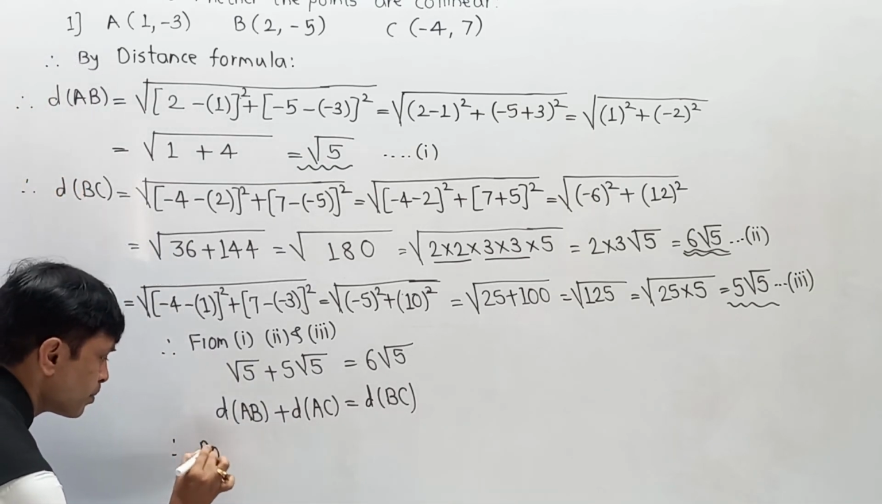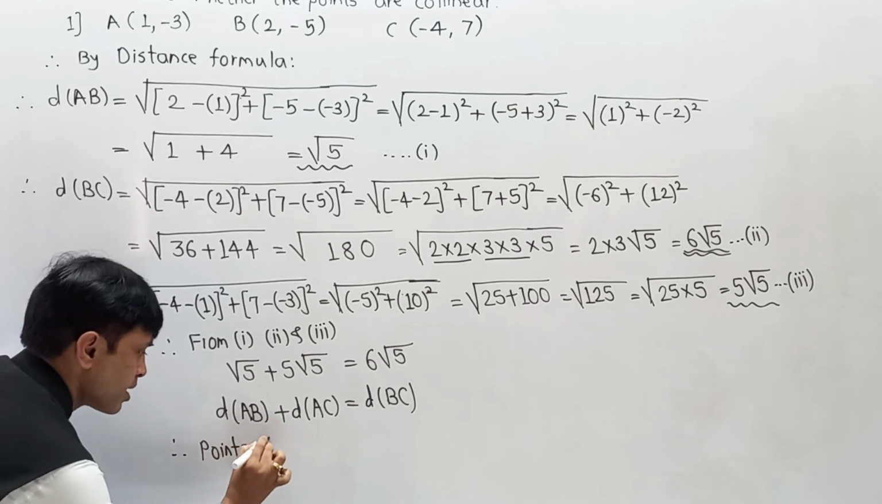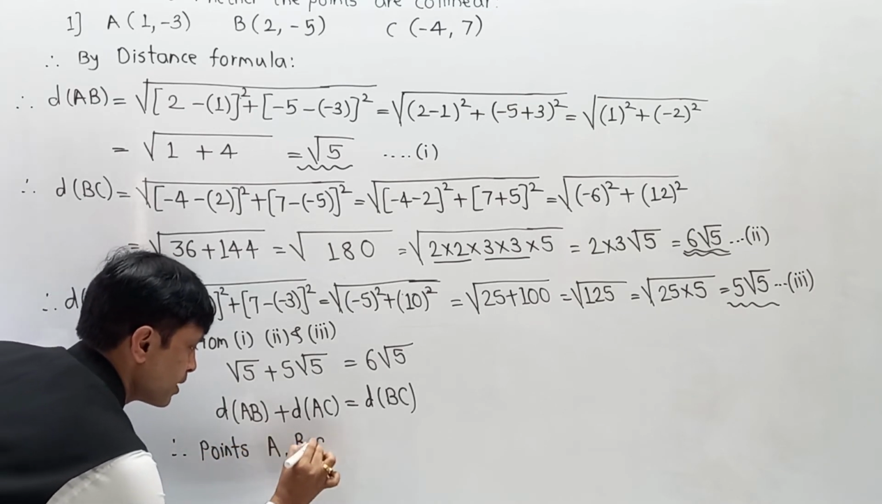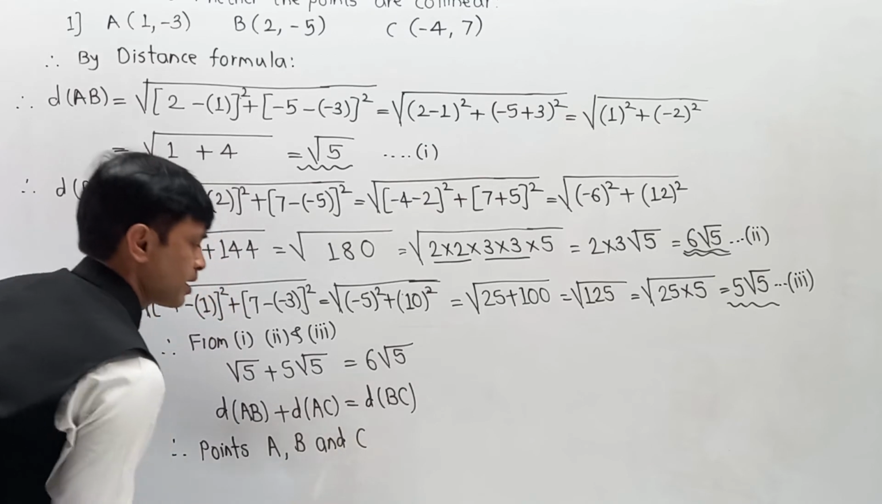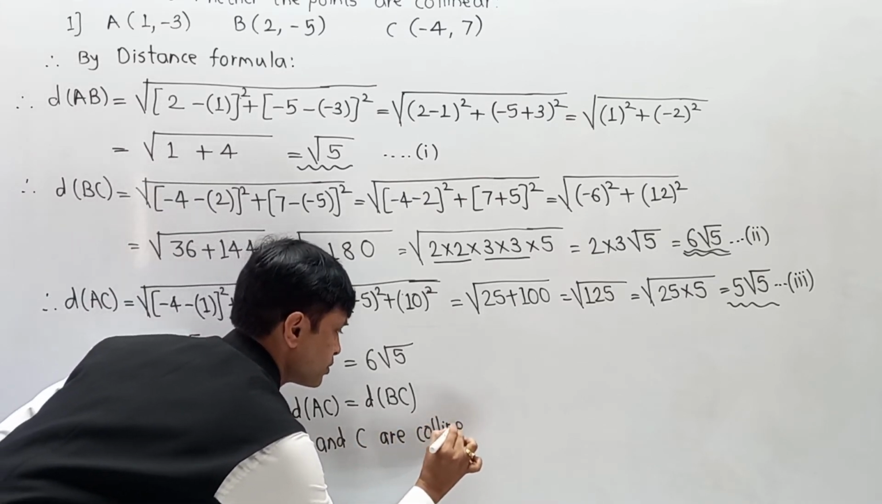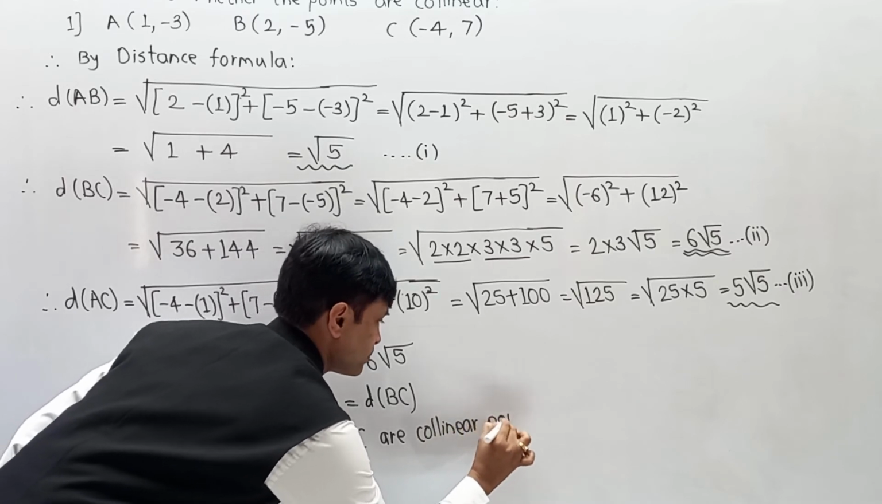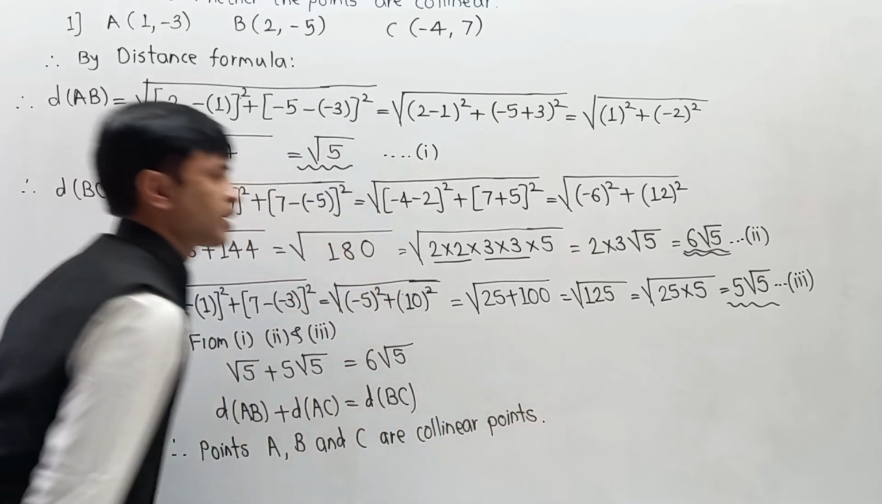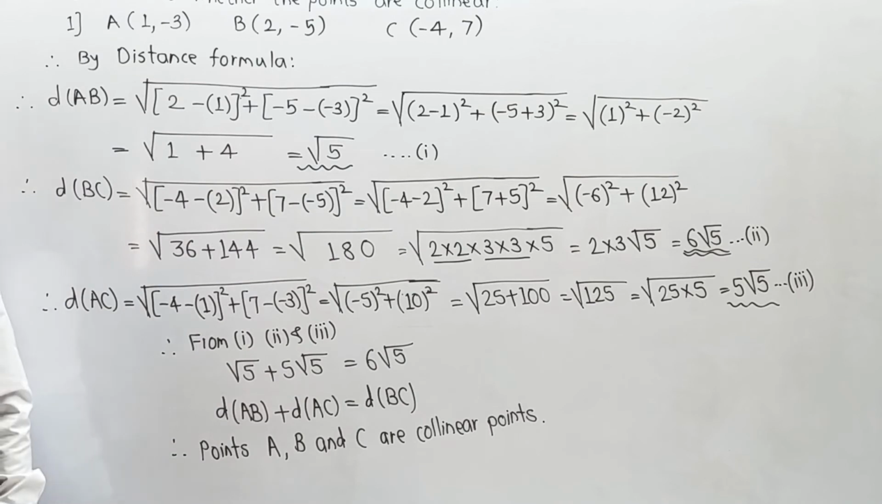Therefore, points A, B and C are collinear points. And in this way, we can complete the problem systematically.